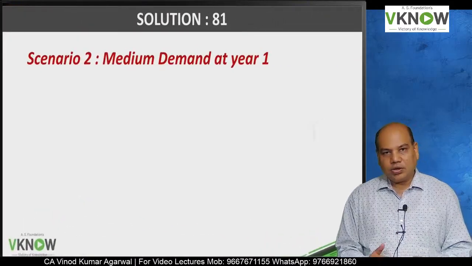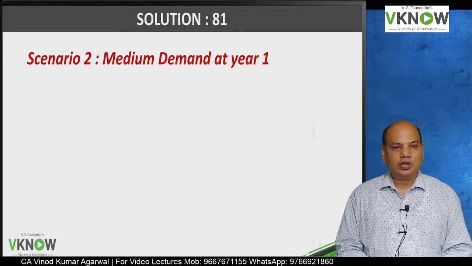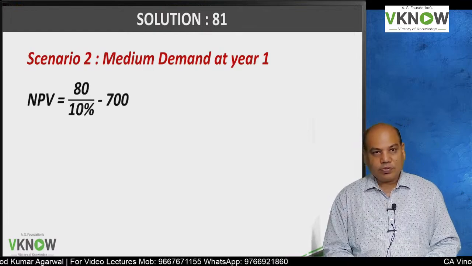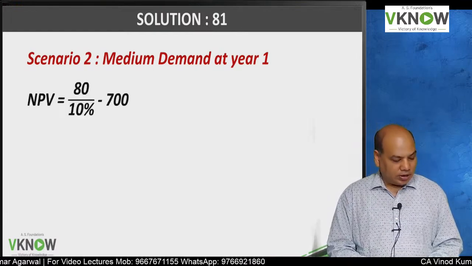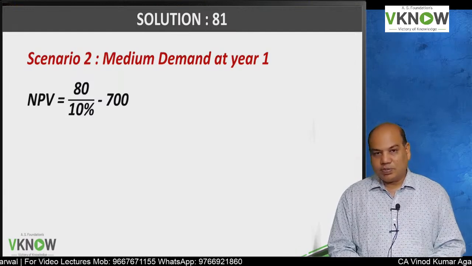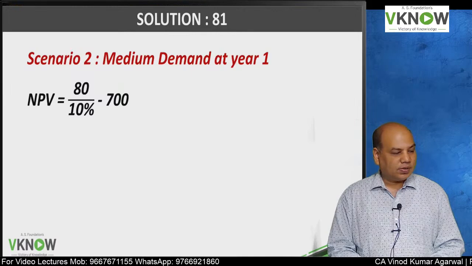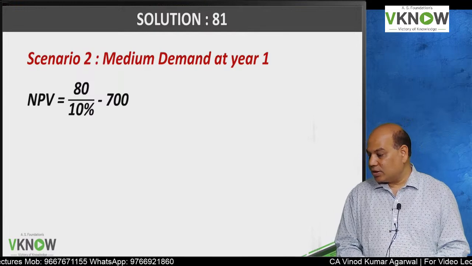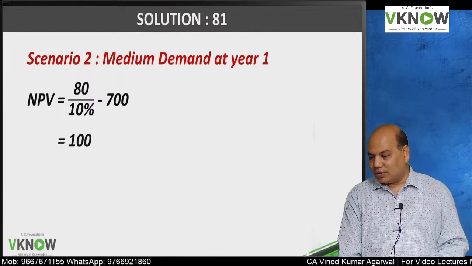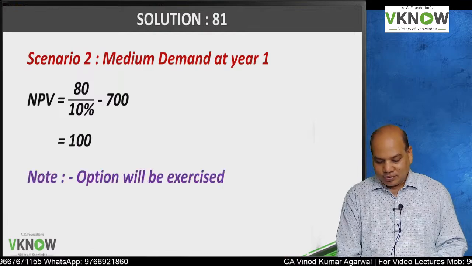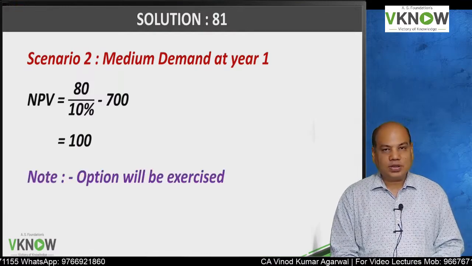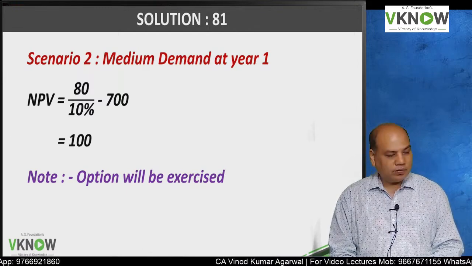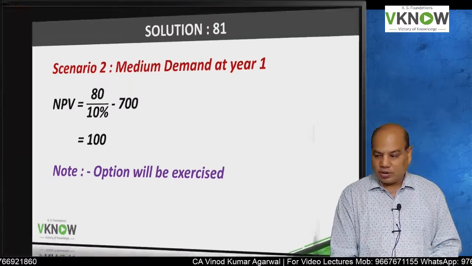Now write down scenario 2, medium demand at year 1. Same format, NPV equal to 80 divided by 10% minus 700. Anybody answer? You can do it without a calculator. 100 is right. Will the option be exercised? Yes, the option will be exercised. We are going to start the project because we are getting positive NPV.